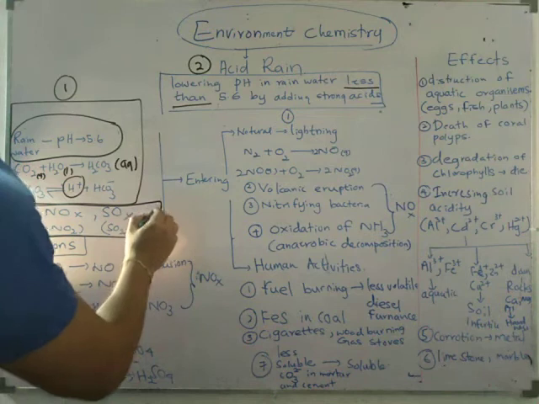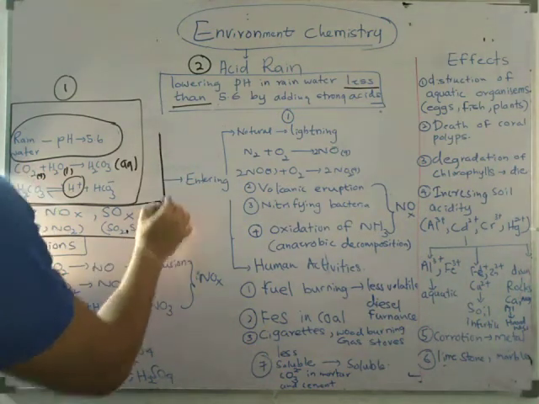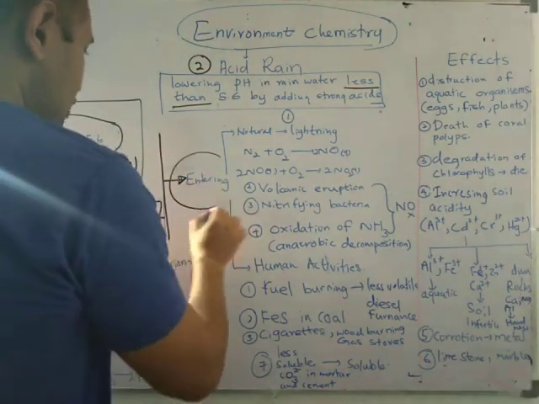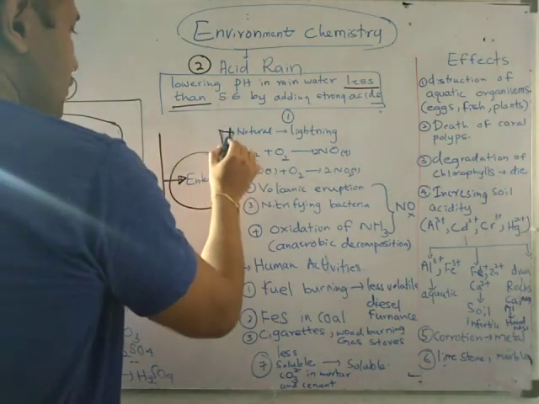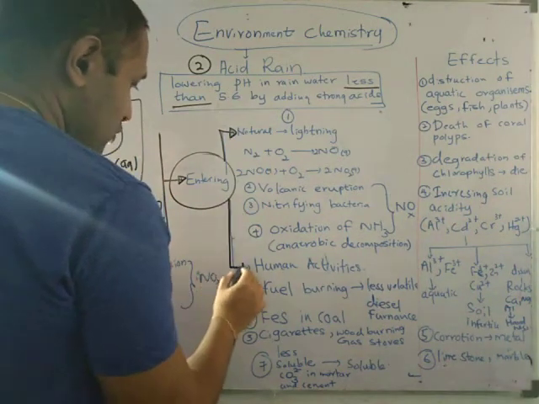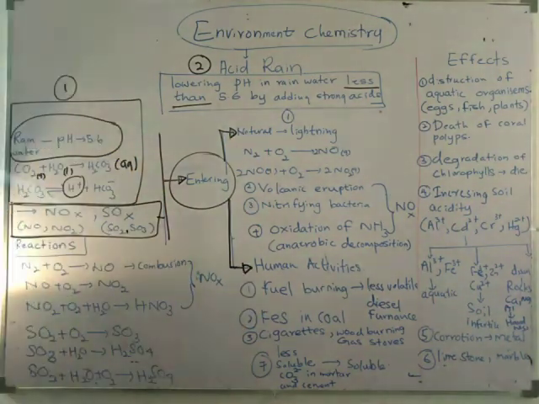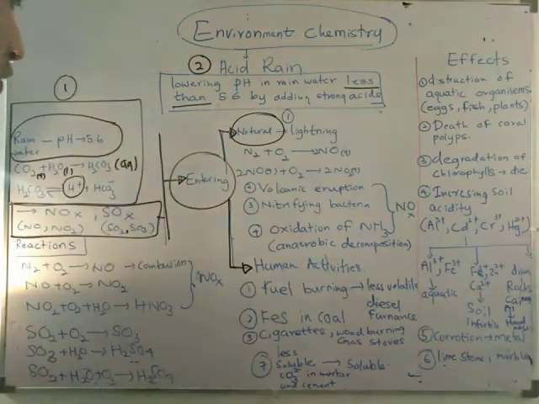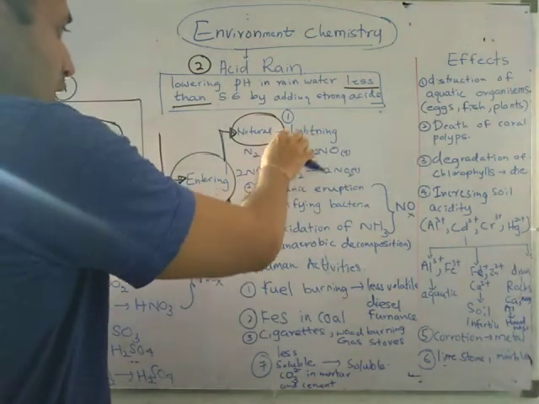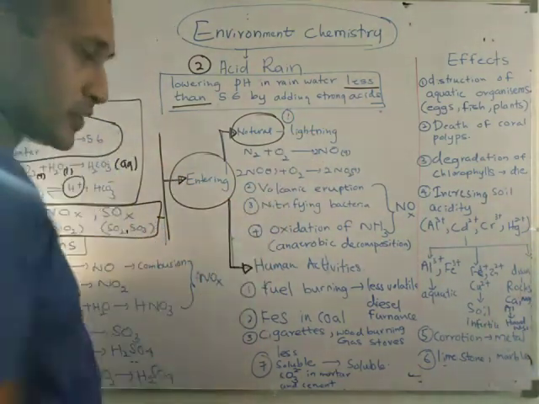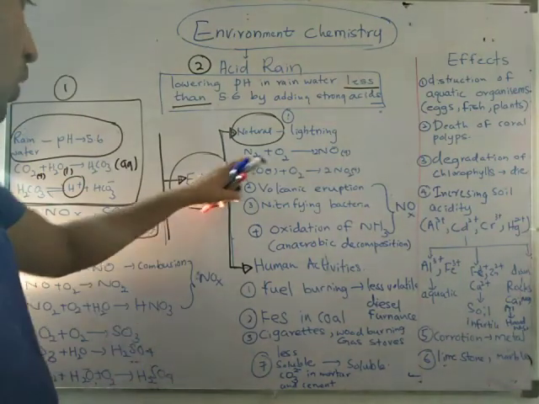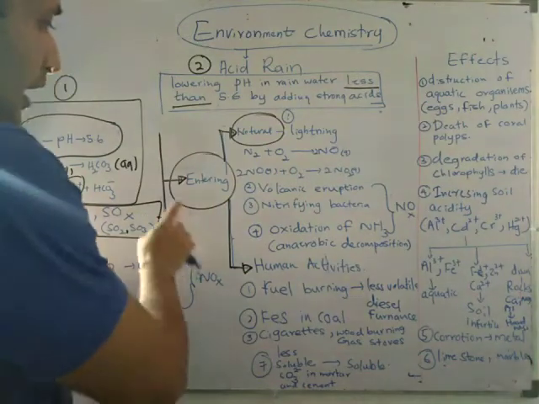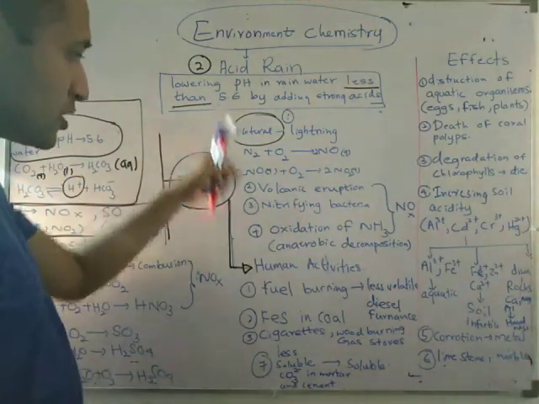Then you should know the way that these gases enter into the environment. They can enter into the environment in two different ways. First one is the natural method or natural ways. Under that I'm going to talk about four methods. These gases can enter the environment using these methods.